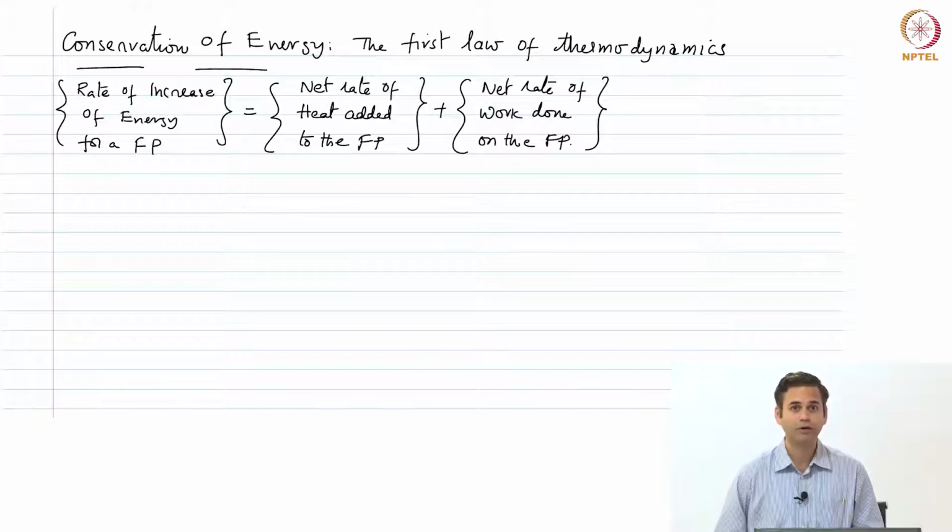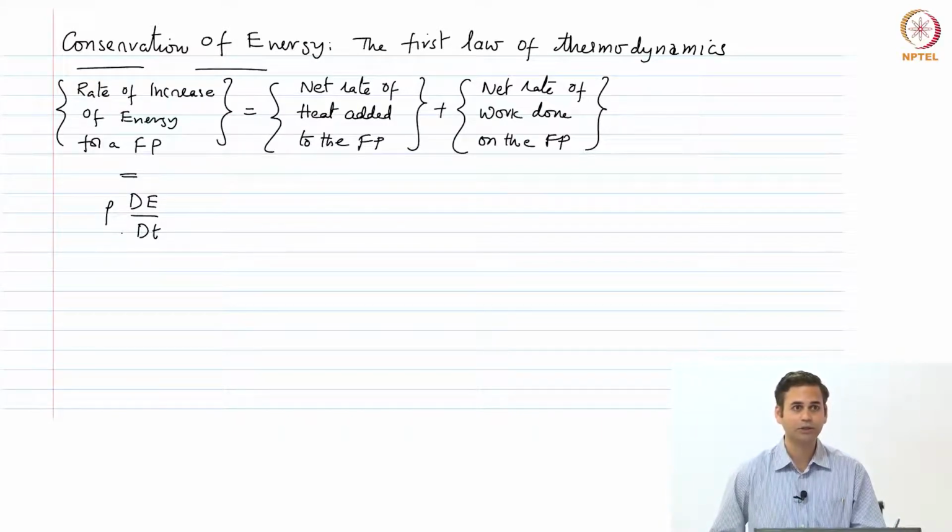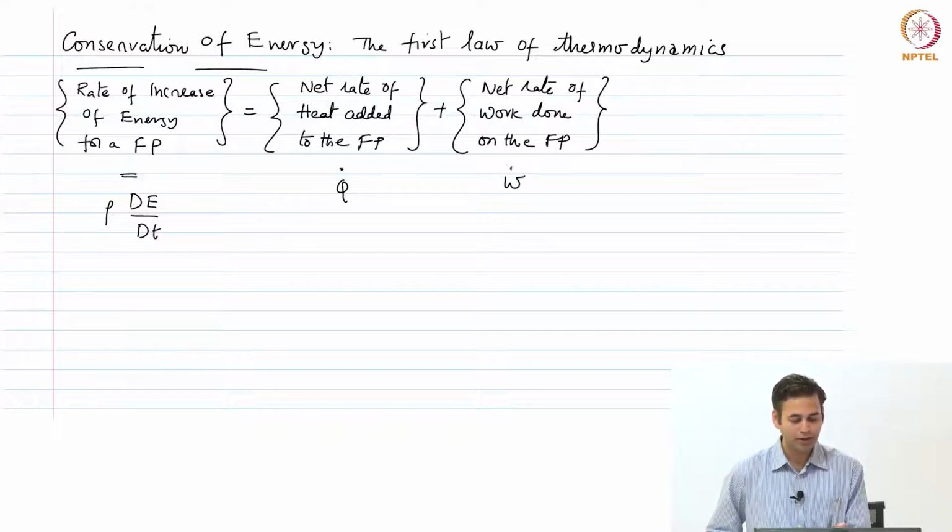Just like before, we can write the rate of increase of energy on a unit volume basis. So this gives us rho times dE by dt, where E is the energy of the fluid particle, that is the stored energy of the fluid particle, and dE dt is the rate, and multiplying by density we have the rate of increase of energy on a volume basis. And coming to the two components we have here, the net rate of heat added we represent with Q dot, and the net rate of work done we can write as W dot.